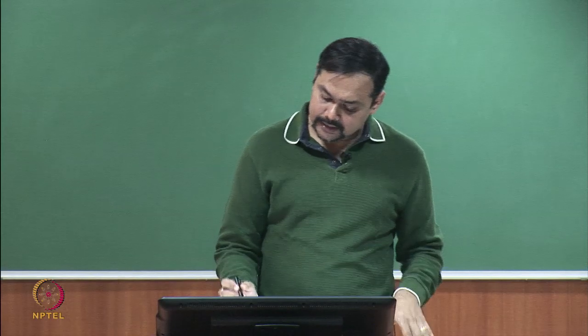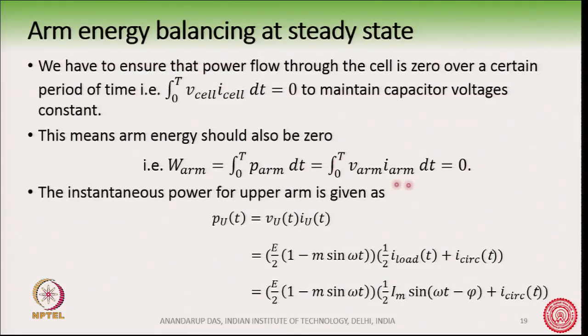So, we have to make this equation satisfied, the integral of V arm I arm dt equal to 0 over a time period. So, let us see the upper arm. We try to find out what the upper arm power is. This is V u(t) into I u(t), fine.